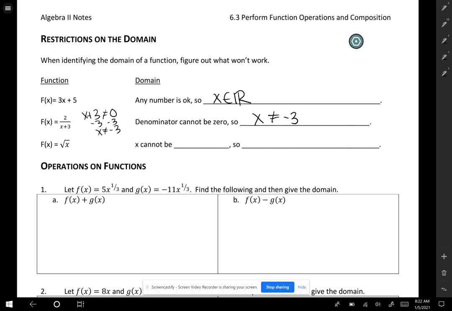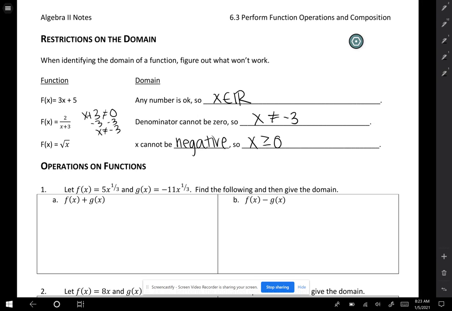For f of x equals the square root of x, when we're square rooting a number, we can square root 0 and we can square root positive numbers, and it will give you a real answer. However, we cannot square root a negative number, so x cannot be negative. So x has to be greater than or equal to 0.